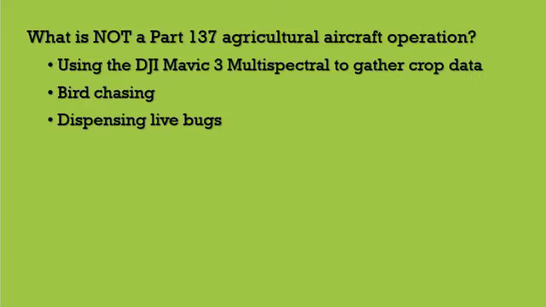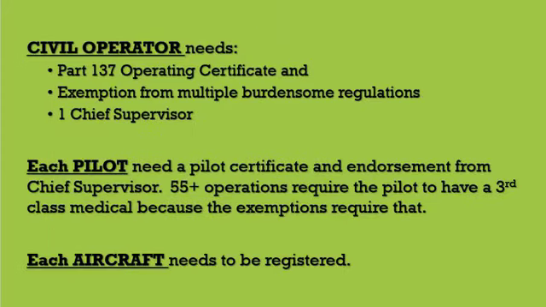What are not Part 137 agricultural aircraft operations? So if you're using a DJI Mavic 3 Multispectral to get pictures of your crops and everything, that is not a Part 137 operation. You're just collecting data with a sensor passively, just monitoring. You're not actually dispensing anything. Using a drone to chase away birds, that's also not a 137 type of operation. And also dispensing of live bugs, that is not a 137 type of operation.